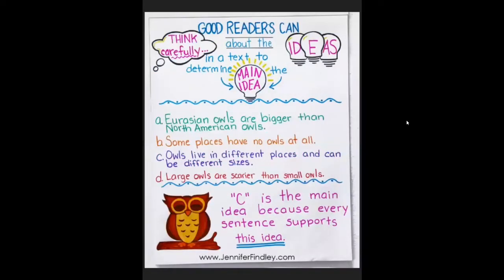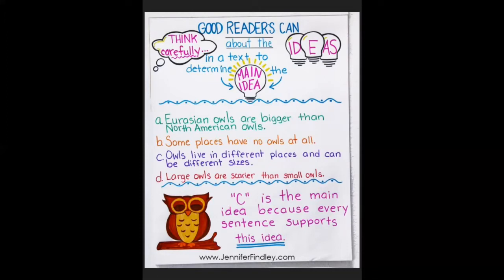Good readers also think carefully about the ideas in a text to determine the main idea. So for example, if you were doing a test and there was a question, and I'm going to read to you A, B, C, and D. A, Eurasian owls are bigger than North American owls. B, some places have no owls at all. C, owls live in different places and can be different sizes. Or D, large owls are scarier than small owls. C is the main idea because every sentence supports this idea. Let's look at it. Owls live in different places and can be different sizes.